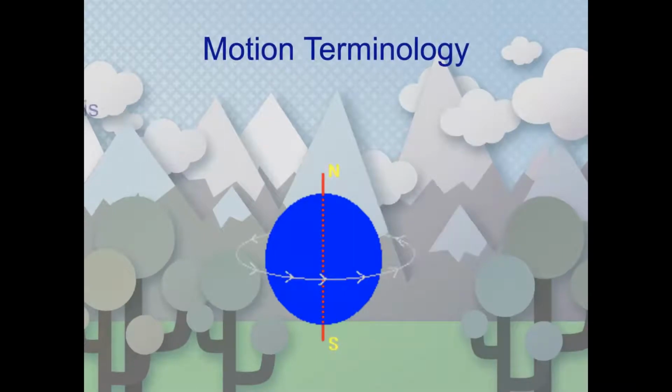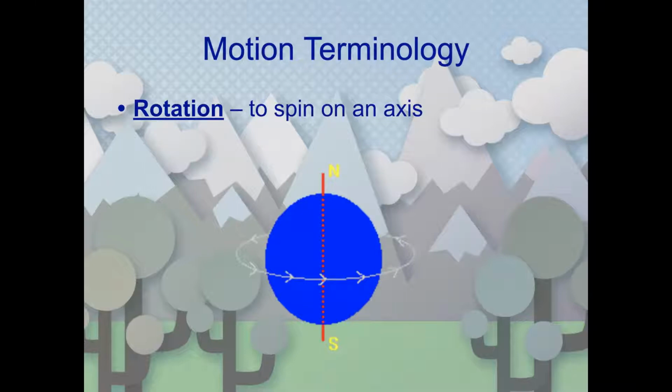Now, that axis is that imaginary line that goes right through the center of our planet. And of course, right here, we see that that axis is straight up and down, north and south, but it's leaning. And so our planet has a mean lean to it. Now, again, a rotation, remember, that's to spin on its axis.